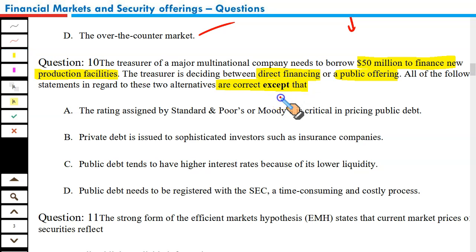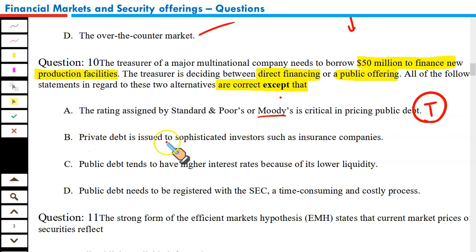Let's read one by one. The ratings assigned by Standard & Poor's, Moody's, or Fitch, these are the 3 big ones, are critical in pricing public debt. This statement is true. When you issue bonds to the general public, the ratings given by these rating agencies are very crucial for you. This rating will determine the price of your bonds. It's the right statement, a true statement.